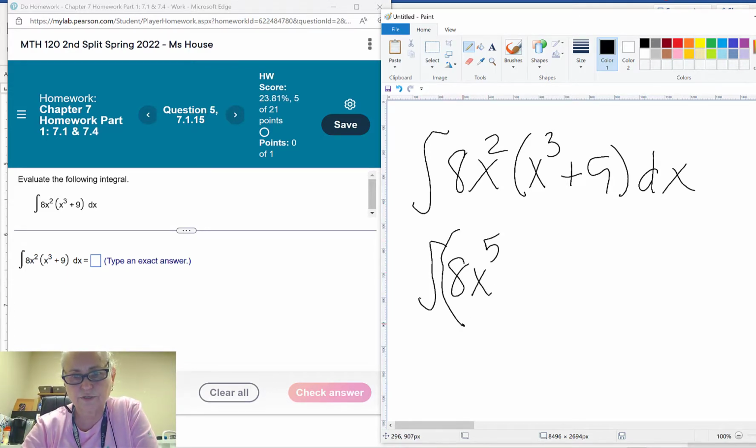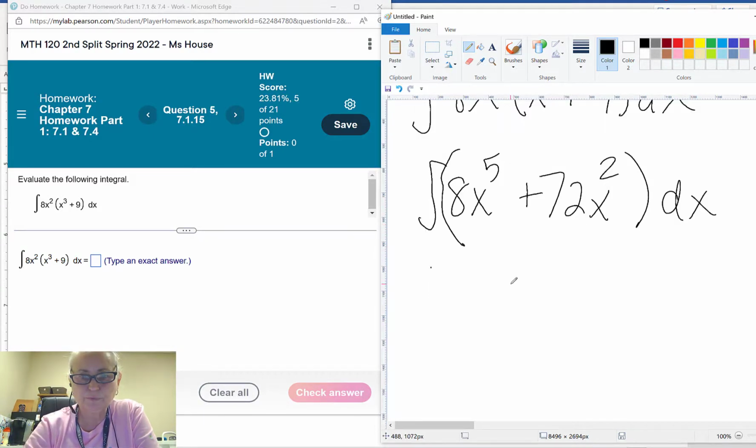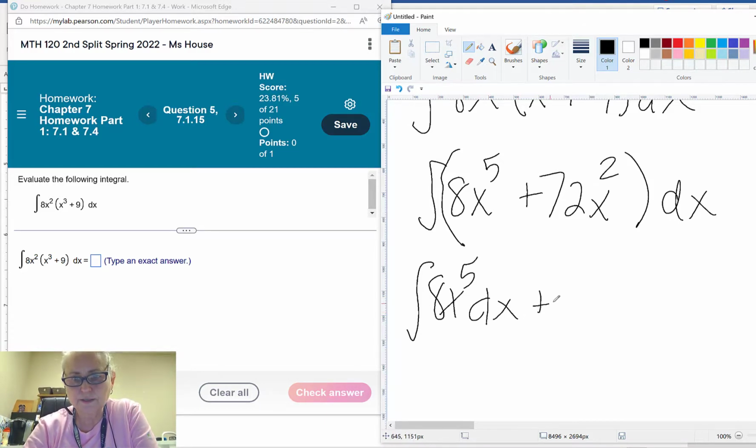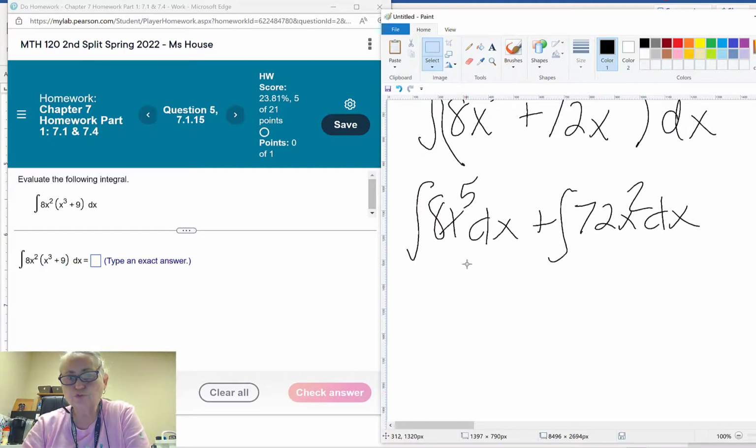I'm going to keep my parentheses here for just now. 8x squared times 9 is plus 72 x to the 2nd. Now, I kept the parentheses because each of these, the dx applies to each of these. So if I want to separate them, I've got to be sure that I put that differential dx with each term. And now I can use the reverse power rule, right? So we're doing the integrals. We've got to add 1 to the exponent and divide by it.